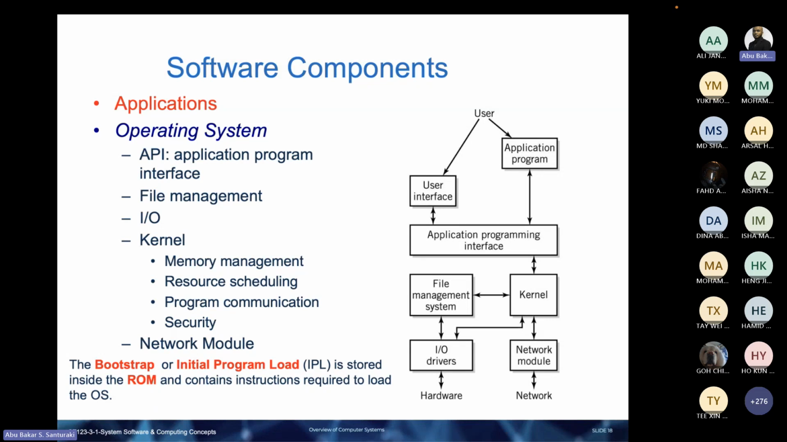It's actually hundreds, in some cases even thousands of small pieces of software. Each software is responsible for a particular function and can be classified in a group. So here what you're seeing is the classification. The operating system has something called an API. It has a file manager. It has an input-output manager. It has a kernel, and it has a network module and a bunch of other things.